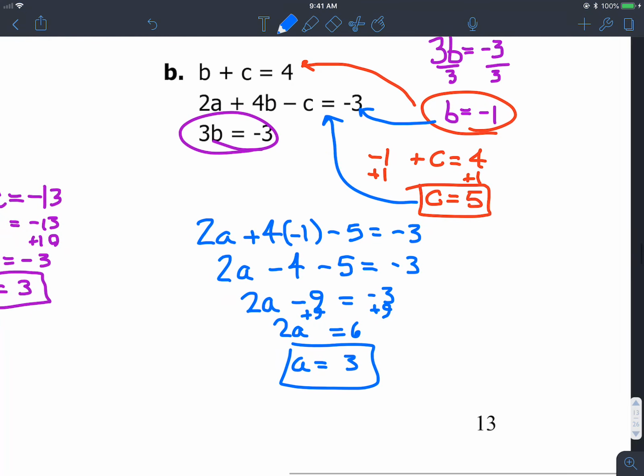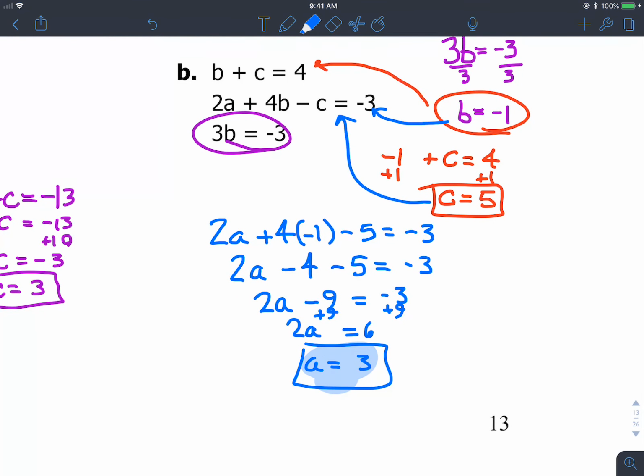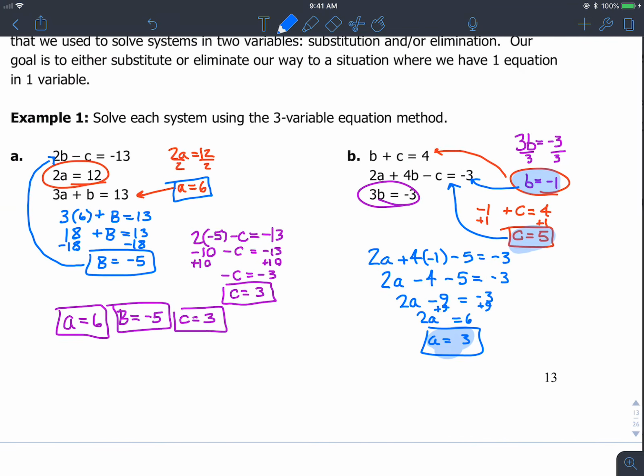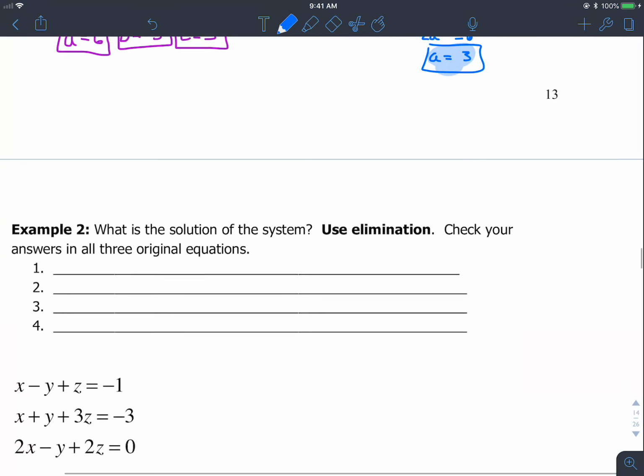And you have your 3 pieces to your solutions there. Those aren't too bad there. I think you'll have a few of those on your homework.